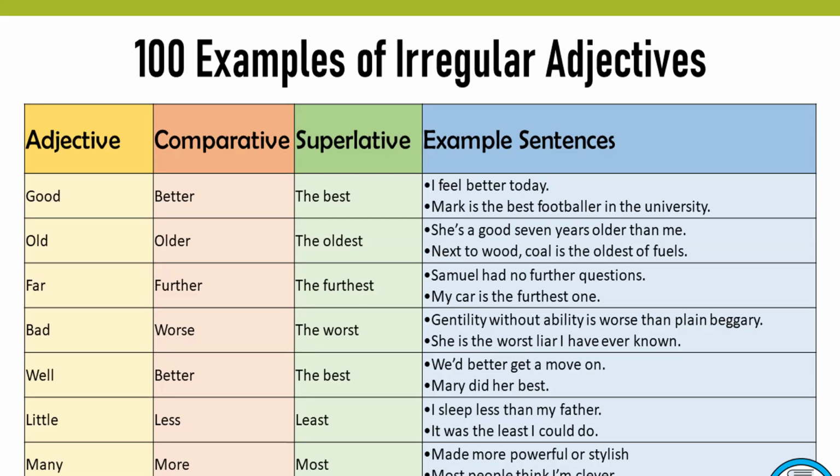Better: "We do better get a move on." How to use the best in your sentence? "Mary did her best." Now less. In a sentence: "I sleep less than my father." Comparative form. Superlative least: "It was the least I could do." In superlative form. More, comparative form: more powerful or stylish. Most: "Most people think I am clever." "Most people think I am beautiful."